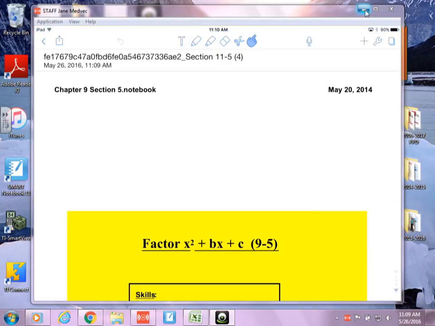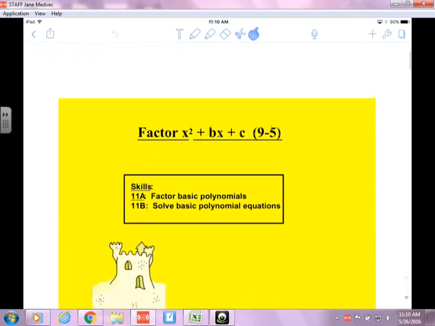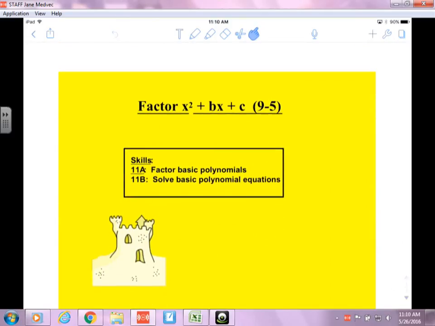Alright, today what we're going to do is continue with section 9.5. We did 9.5 part 1 before, and we factored basic polynomials. Today we're going to take our factoring and go one step further and we're going to solve.